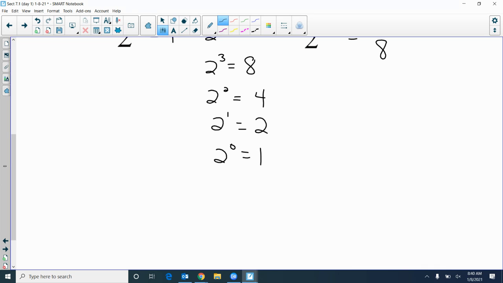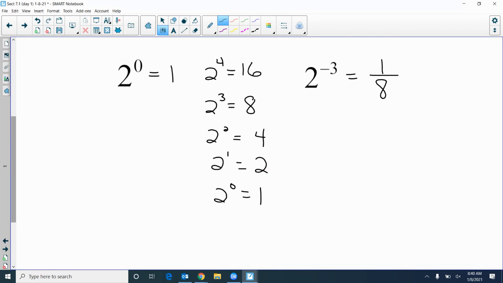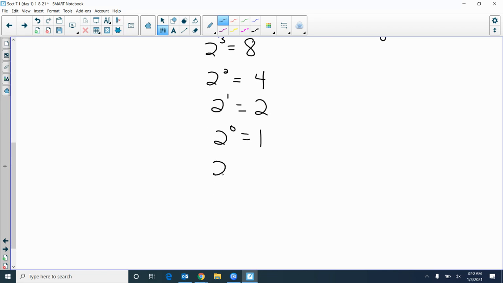It equals 1. And if you take your calculator and you hit 2 to the 0 power, it better give you 1. All right, now let's keep going. 4, 3, 2, 1, 0. What would the next number have to be? -1. 2 to the -1 power is, so follow the pattern, 1/2. Cut it in half.